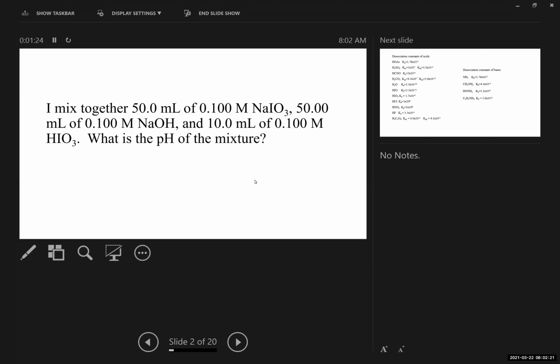So I mix together, in this case, three things, right? Sodium iodate, sodium hydroxide, and iodic acid. And I ask the usual acid-base question, which is what is the pH of the mixture? Again, as we add other reaction types, there might be other things going on, but for now, still pH.